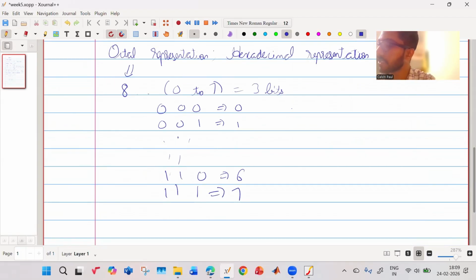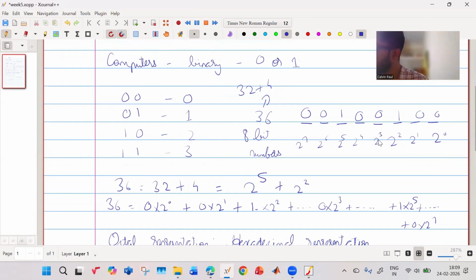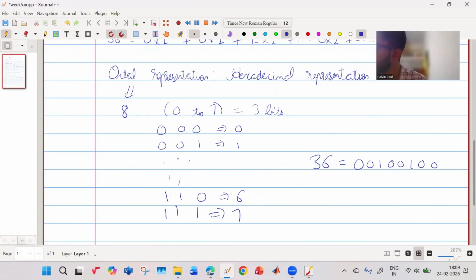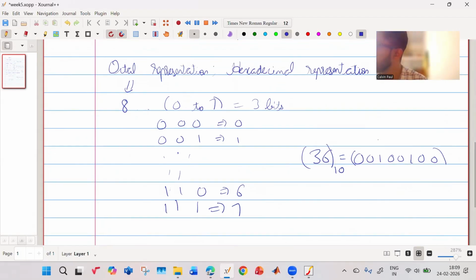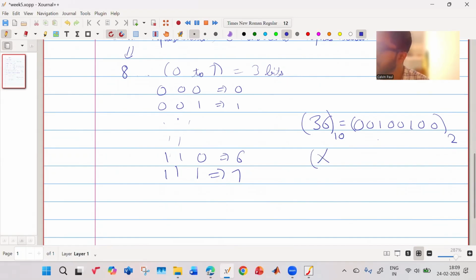So now if you want to convert 36, its binary equivalent was what you saw, 0, 0, 1, 0, 0, 1, 0, 0. This is 36 in decimal, but in binary, the same number is in this format. Now you have to represent it in terms of octal. So how do you do it in this case?